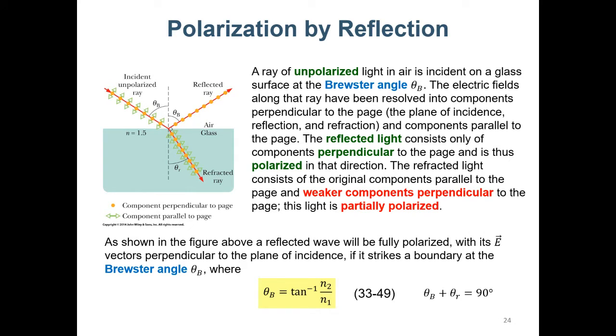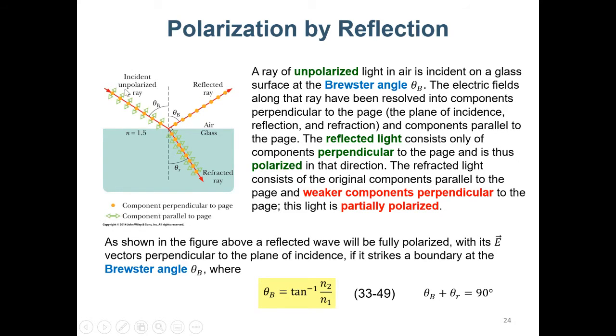This is about polarization by reflection. So a ray of unpolarized light in air is incident on a glass surface at what is called the Brewster angle, theta b. The electric field along that ray has been resolved into components perpendicular to the page, the plane of incidence, and a component parallel to the page.